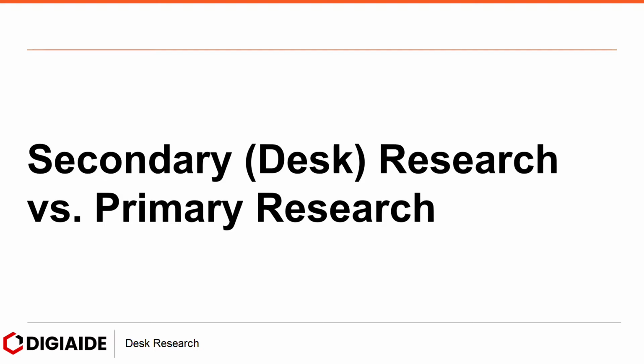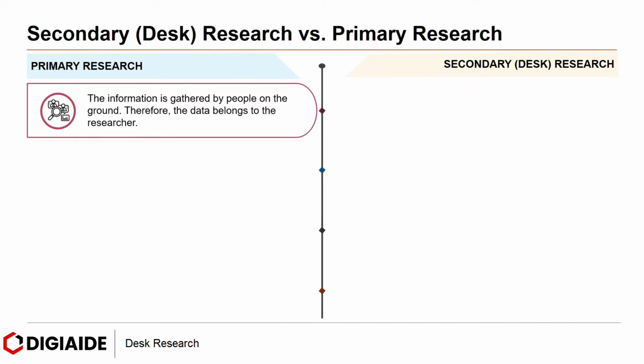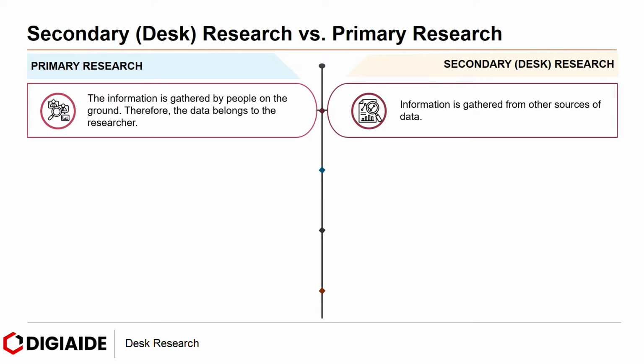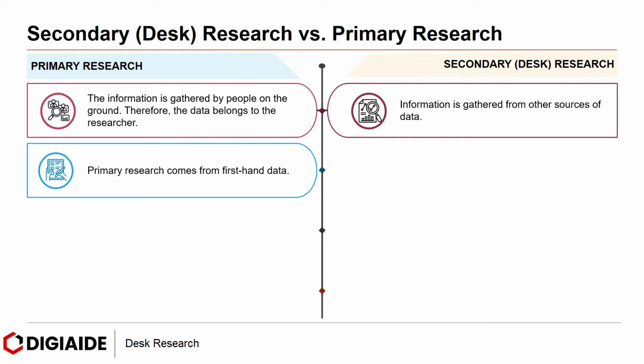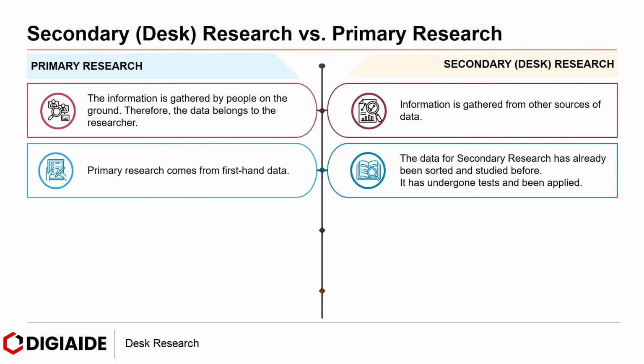Moving on to desk research versus primary research. Primary research is information gathered by people on the ground, therefore data belongs to the researcher. On the other hand, desk research is information gathered from sources of data. Primary research comes from first-hand data. On the other hand, the data for secondary research has already been sorted and studied before. It has undergone tests and been applied.